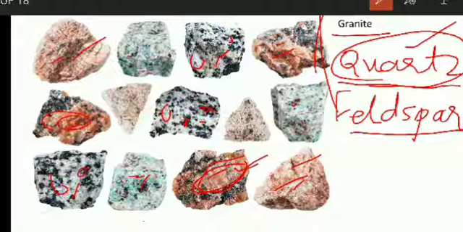And it can be carved. You can do the carving in that granite. Then it takes excellent polish. If you polish, it will shine. So it can be cut, carved and polished. That is the special property of granite.